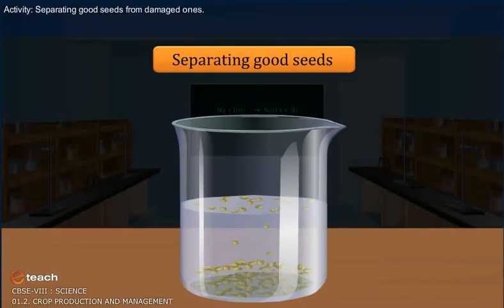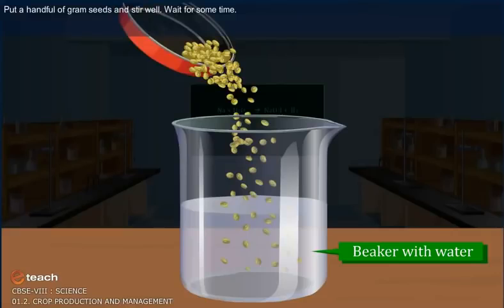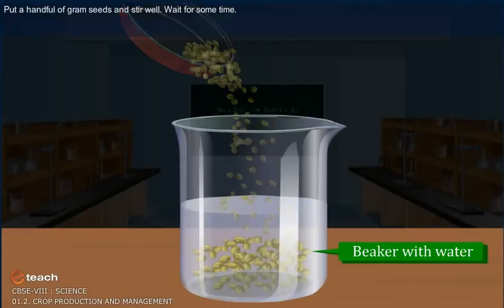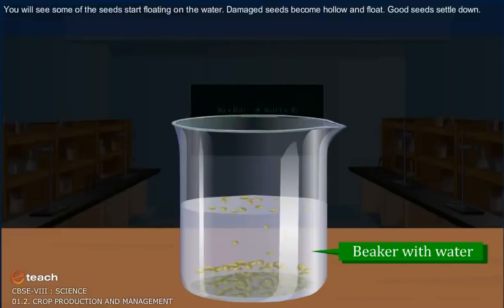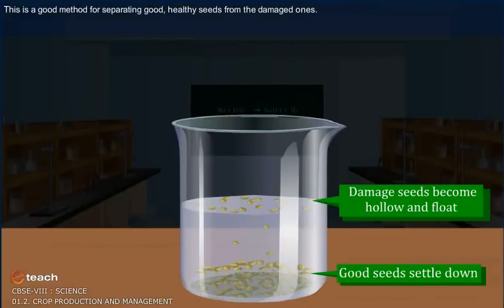Activity. Separating good seeds from damaged ones. Take a beaker and fill half of it with water. Put a handful of gram seeds and stir well. Wait for some time. You will see some of the seeds start floating on the water. Damaged seeds become hollow and float. Good seeds settle down. This is a good method for separating good, healthy seeds from the damaged ones.